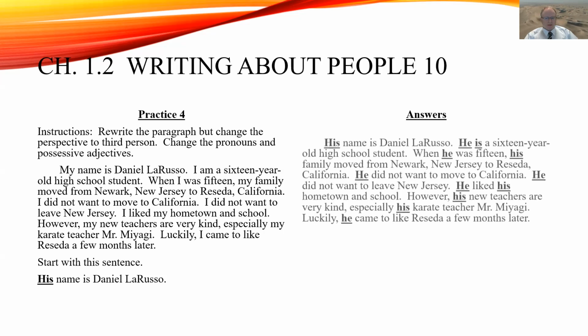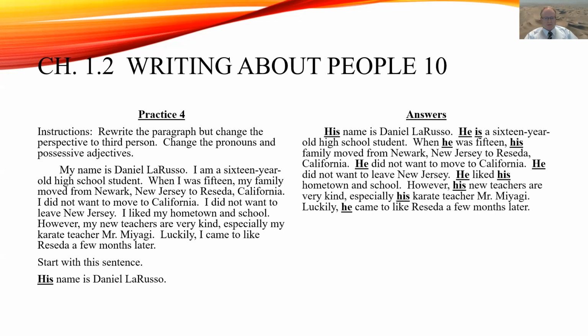Okay, let's take a look at the answers. His name is Daniel LaRusso. He is a 16-year-old high school student. When he was 15, his family moved from Newark, New Jersey to Reseda, California. He did not want to move to California. He did not want to leave New Jersey. He liked his hometown and school. However, his new teachers are very kind, especially his karate teacher, Mr. Miyagi. Luckily, he came to like Reseda a few months later.